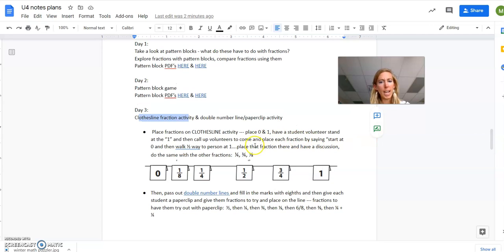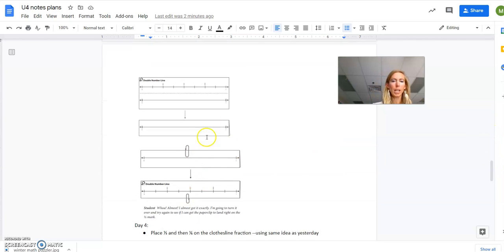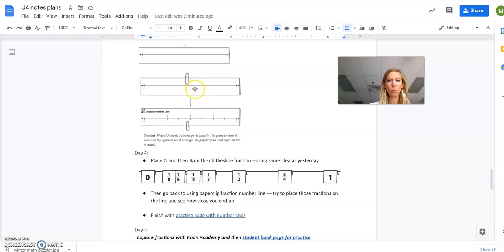And then each day you're going to strategically put up a few of these fractions. So like this day, you're placing 0 and 1, and so on. You can read through it and see which fractions you should place that day. Okay, and then we get back into, if you remember, the double number lines with the paper clip, which is such an awesome visual and a way for kids to work on practicing where a half is and a fourth is and an eighth is on a number line. And then finish off with some practice pages and some Khan Academy.